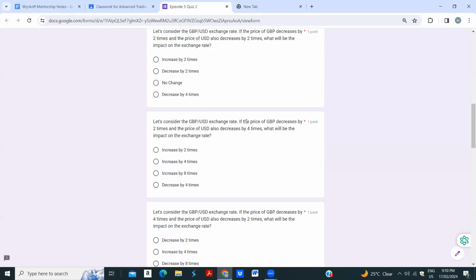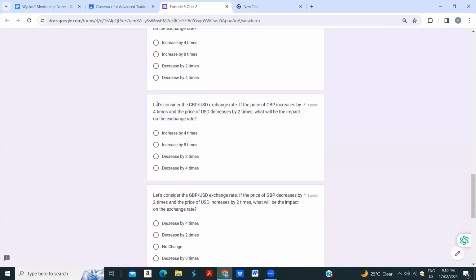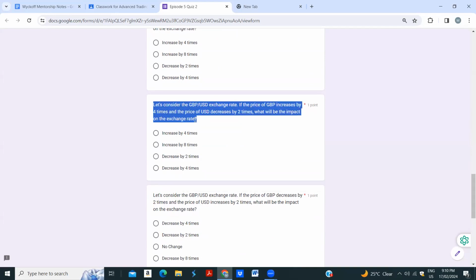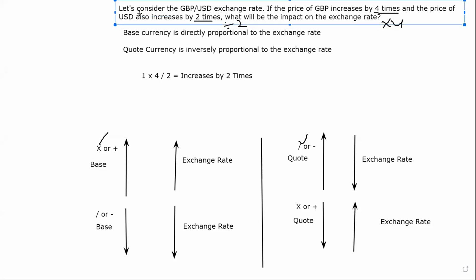Now, let's do some other question. This one. You have to attempt this quiz by yourself. I'm just sharing with you how to calculate, how to understand the base and quote currency relationships, and how to solve questions related to it. Now we have a question here.